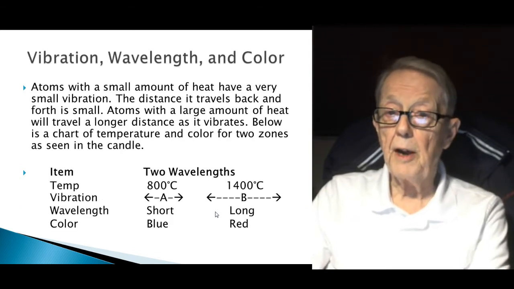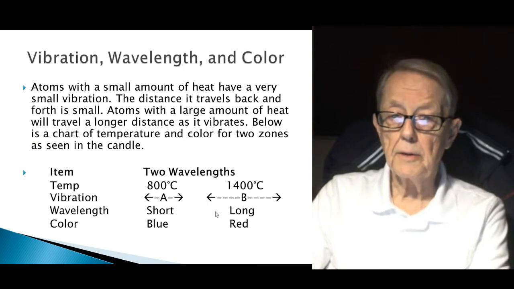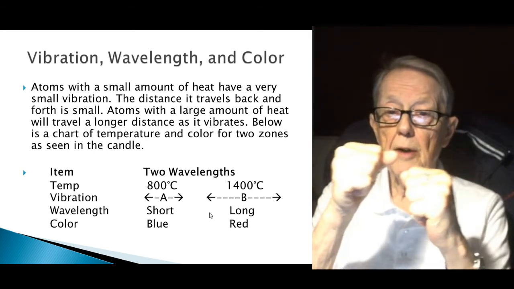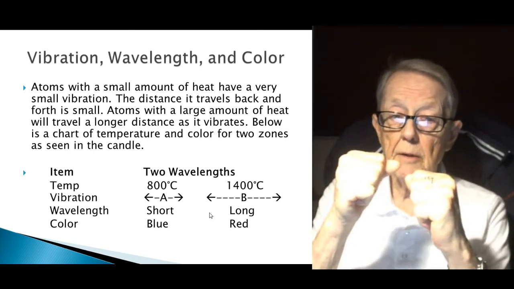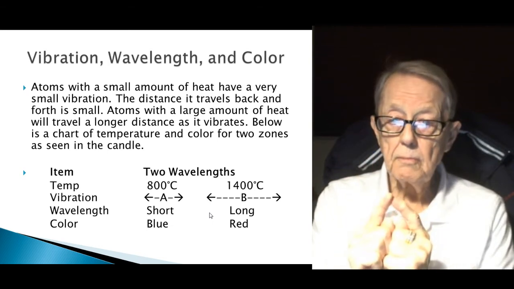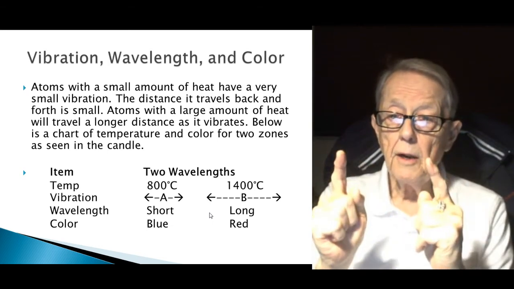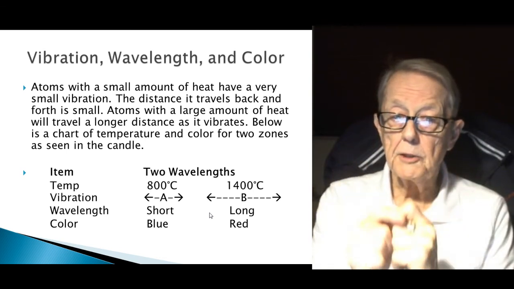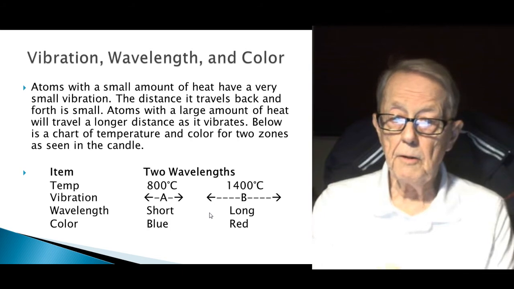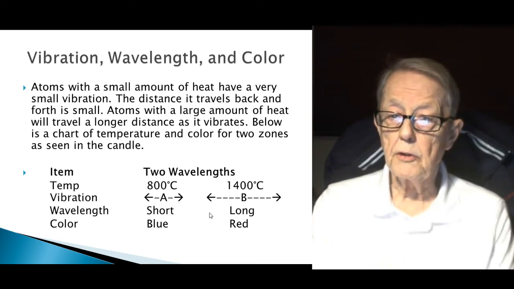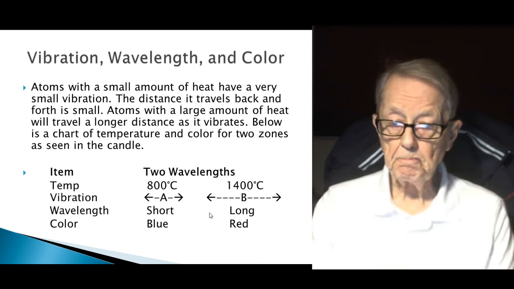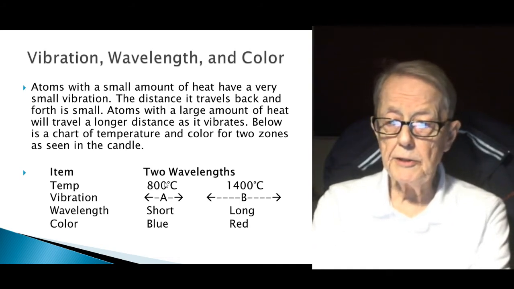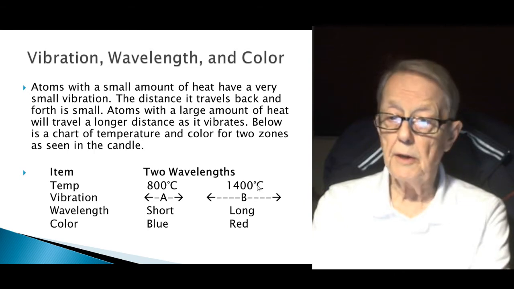So now let's look at vibration, wavelength, and color. Atoms with a small amount of heat have a very small vibration. The distance it travels back and forth is very small. Atoms with a large amount of heat travel further in the distance as they vibrate. Below, I made a chart of temperature and color for two zones as we see in the candle. I start with temperature: 800 degrees C, and the other one is 1400.